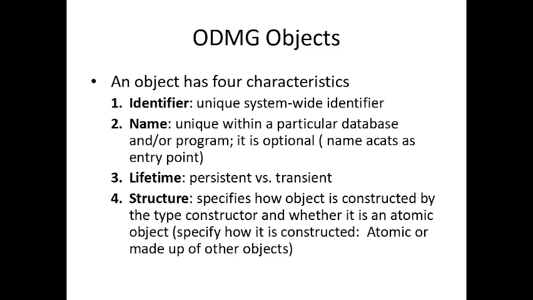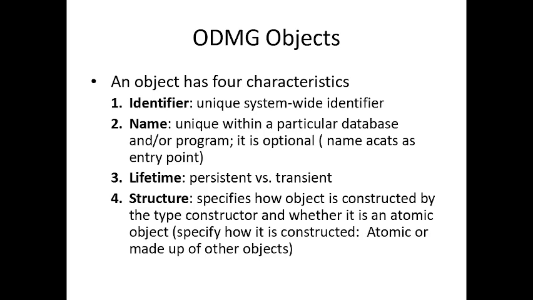And we have structure also. The structure of an object specifies how the object is constructed by using the type constructors. The structure specifies whether an object is atomic or not. An atomic object means a single object that follows a user-defined type, such as employee or department.